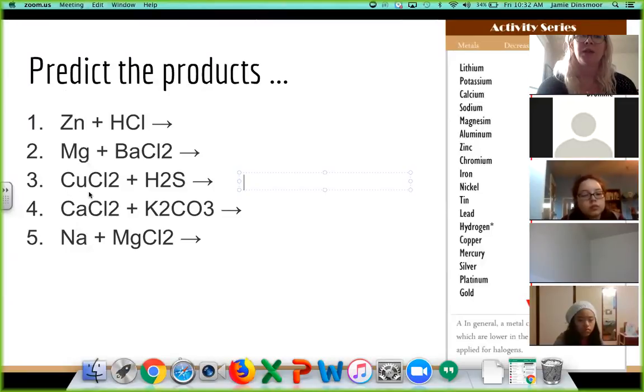So we see here that we have copper chloride, we have some kind of acid here, right? We have an H in front with sulfur, so hydrosulfuric acid. And we want to figure out what happens. So the first thing is to just type out what we're going to end up getting. In this case, it looks like our copper is going to go with our hydrogen or our sulfur. What did you guys think?